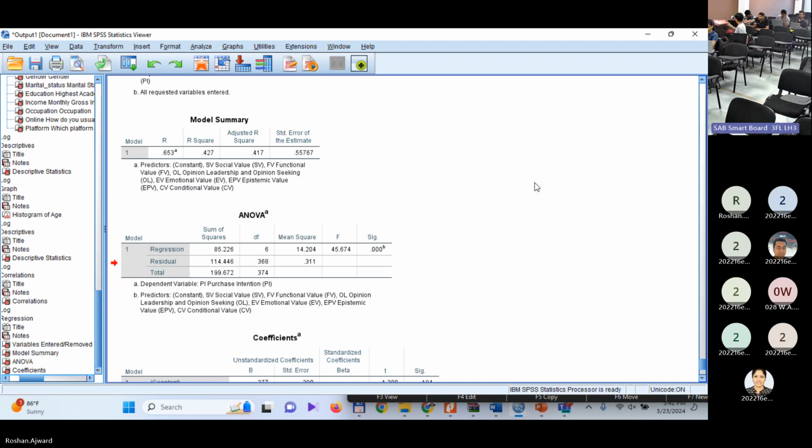In the ANOVA table, you have to look only at the last two columns. What are the last two columns? The F test and the significance level. The F test and its significance level is given here. What does it indicate? It indicates whether the overall equation, whether the overall model, is valid or not.